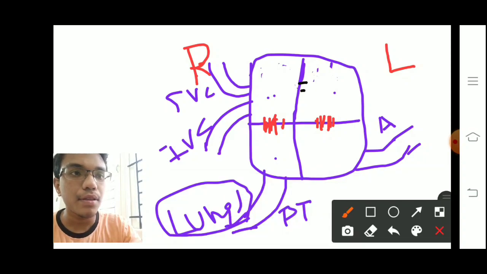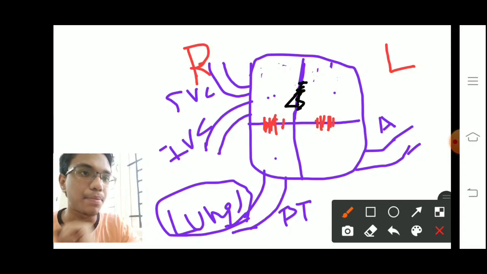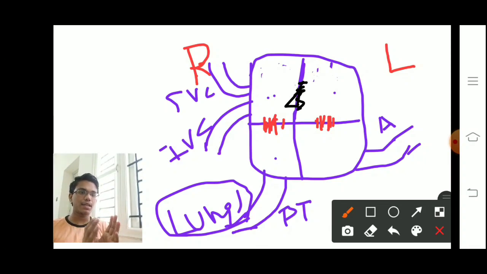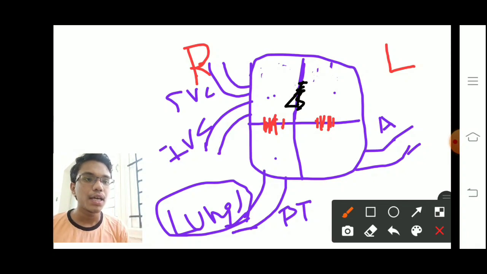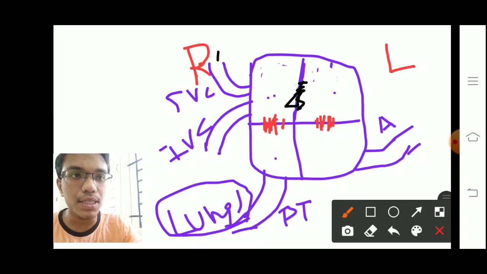Suppose there is an opening or defect in the interatrial septum. Imagine there is a defect in the interatrial septum, that means there is a hole. In case of patent foramen ovale, you will have a hole in the interatrial septum. Now what happens? The blood coming from the SVC as well as from the IVC enters the right atrium. I am drawing with the black ink.